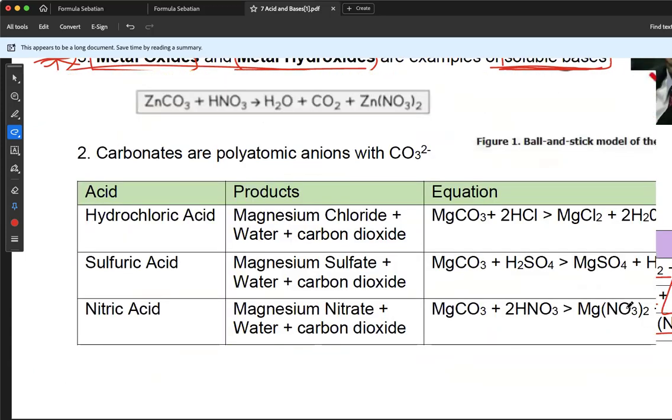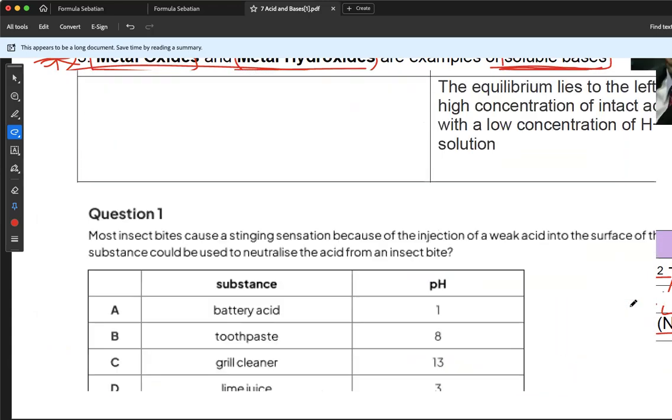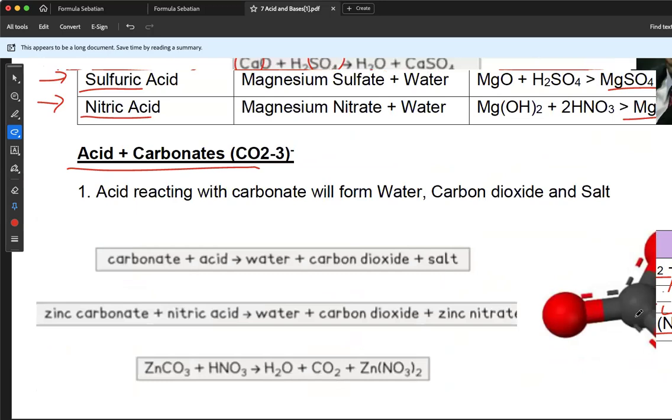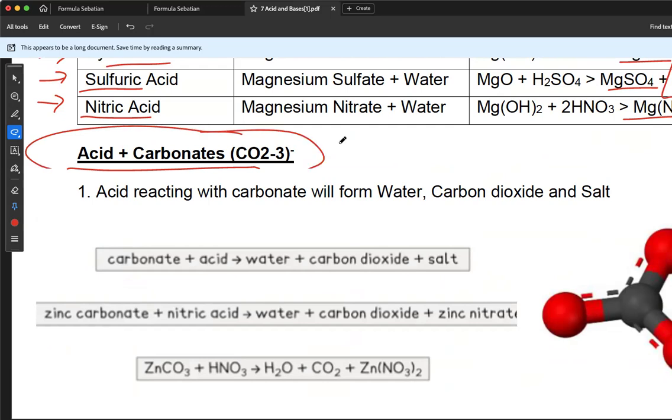The last part that you should know of, in terms of acids and the different components, is these acids plus the carbonates here. For acids and carbonates, because there is CO2 inside, the byproduct of any carbonate plus acid will always have carbon dioxide inside. So from here, you can see that the salt and water still remain.